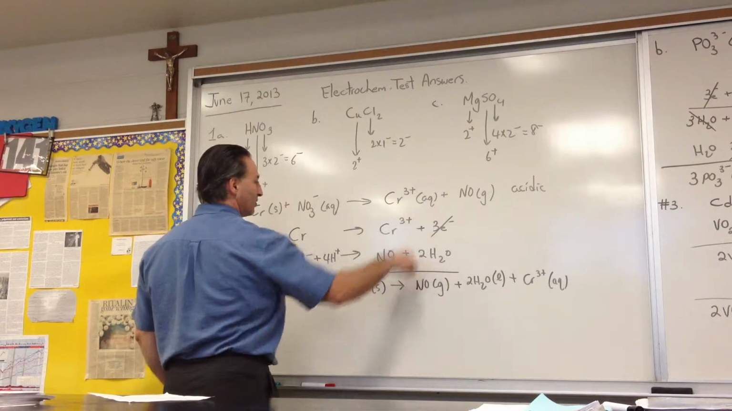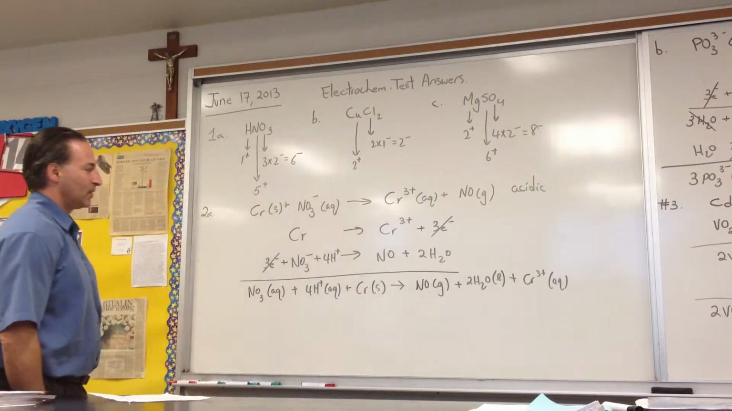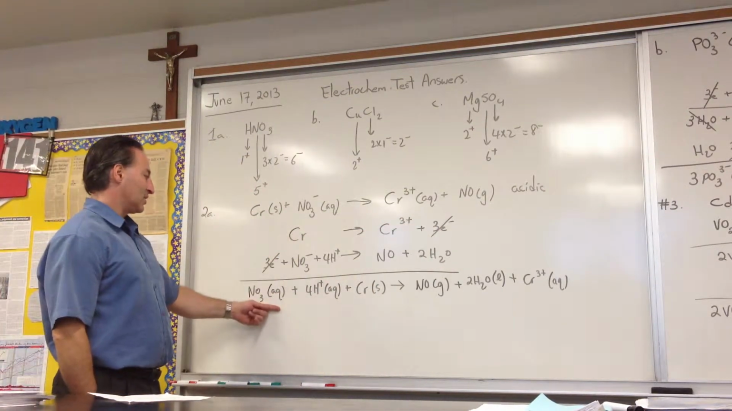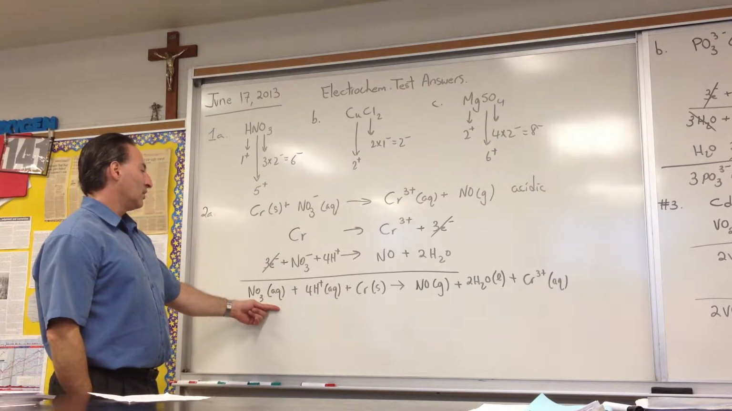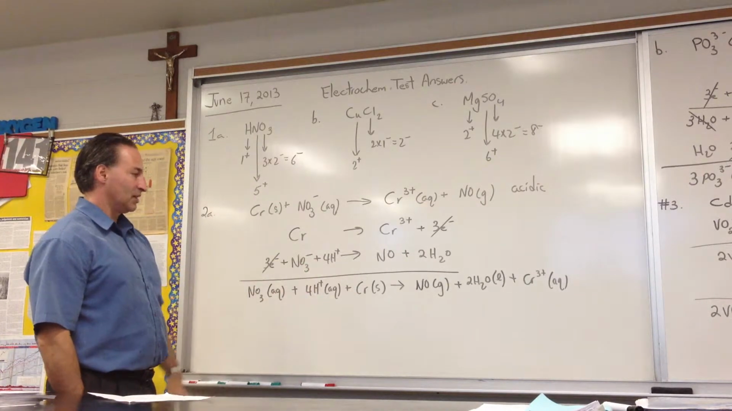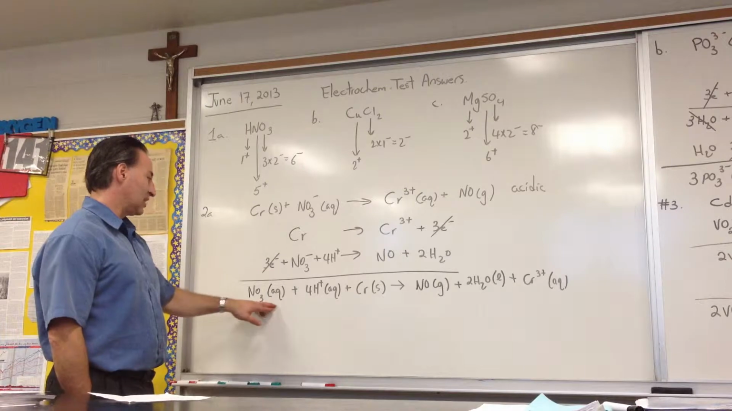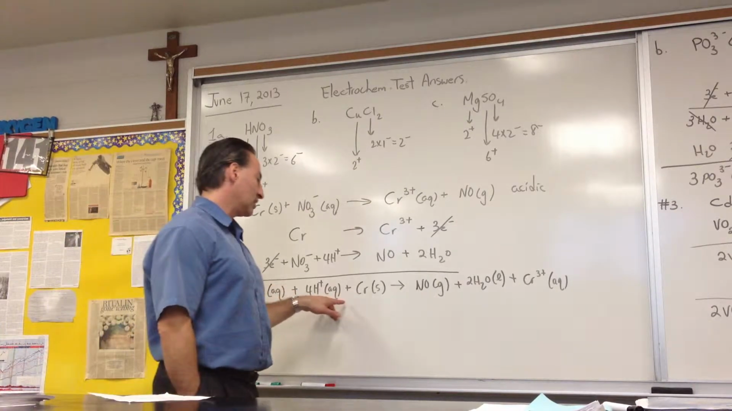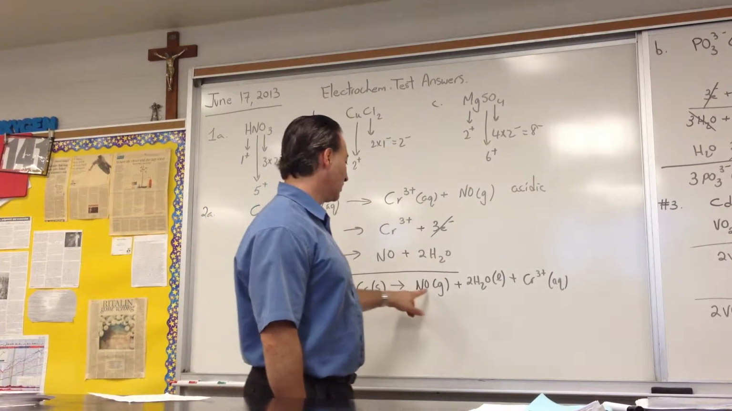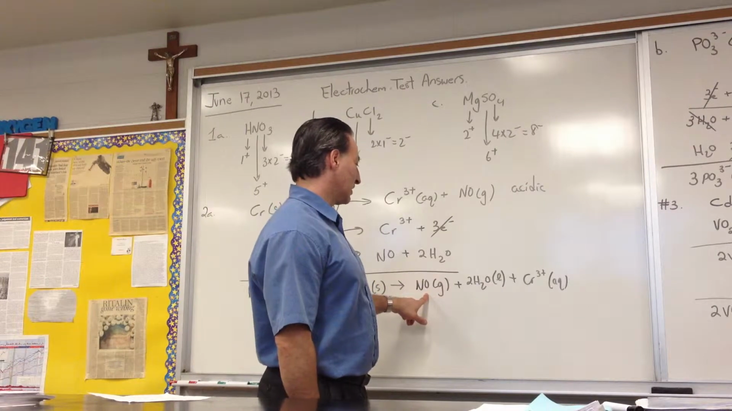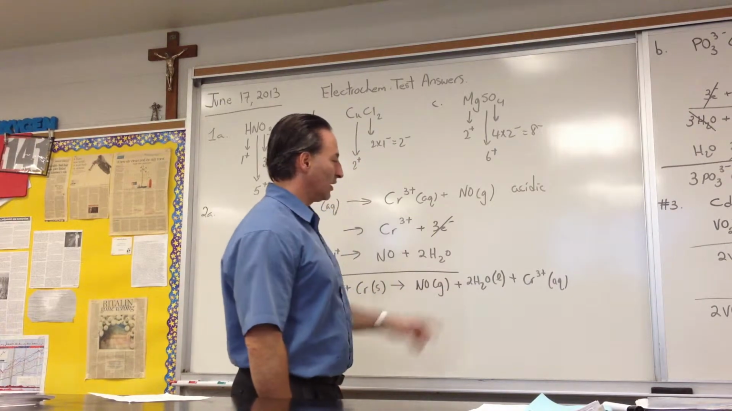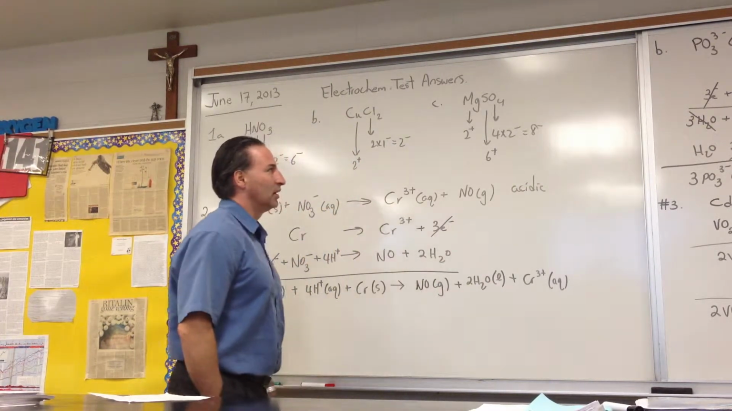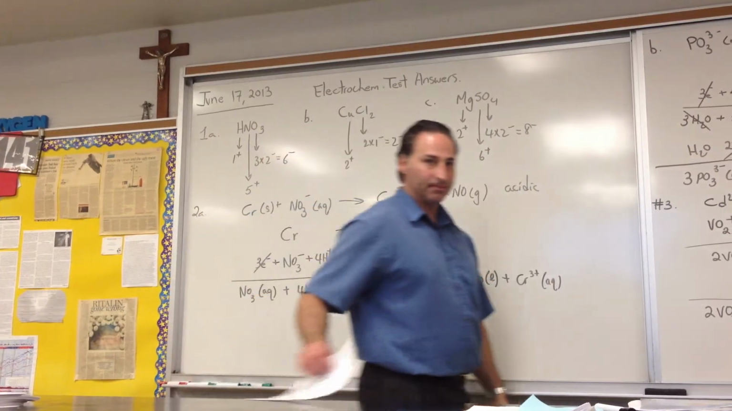The 3 electrons of the 2 half reactions cancel, and we add the 2 half reactions below, adding also the phase of each one of the reagents. So nitrate is aqueous, hydrogen is aqueous, chromium is a solid, nitrogen monoxide is a gas, 2H2O liquid, and finally chromic ion.